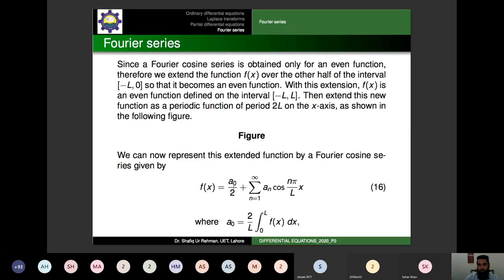So the function would be periodic over the interval from minus L to L. This is how we make it. Initially, it was given over the interval from 0 to L. Therefore, this series is called the half range, because the interval is half of minus L to L. The half is going to be 0 to L. So this is how it is known as the half range Fourier cosine series.